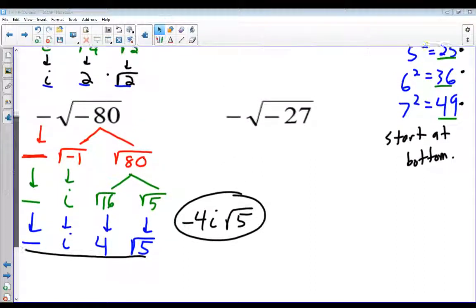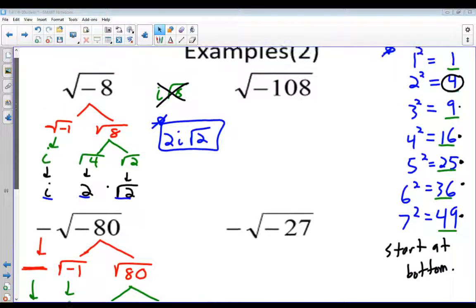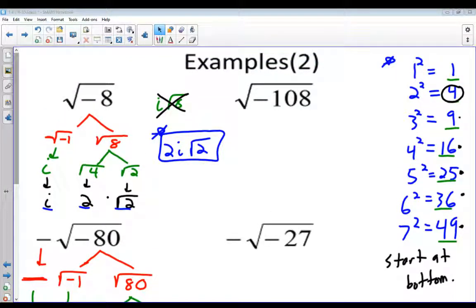So now, try the last two on your own. Try square root of negative 108, and then try the negative square root of negative 27. Go ahead and pause the video, take a shot at those, and when you're done, resume the video to check your answers. Go ahead and do that now. All right, you should have tried these by now, resumed the video. So now let's check our work.